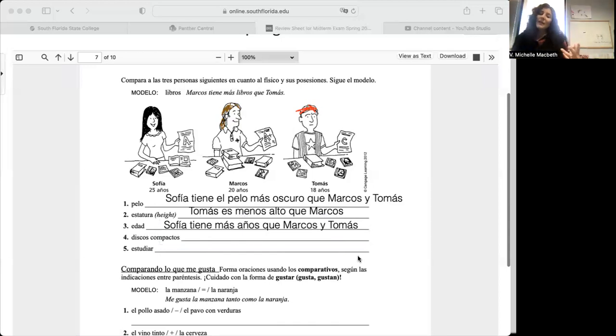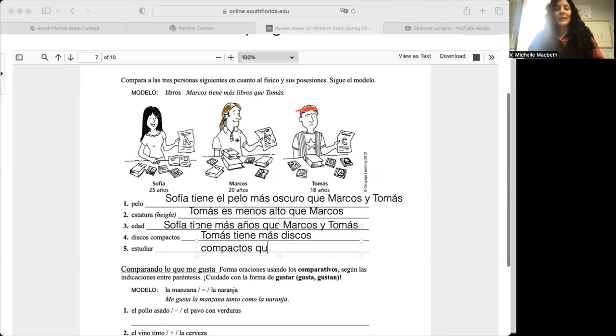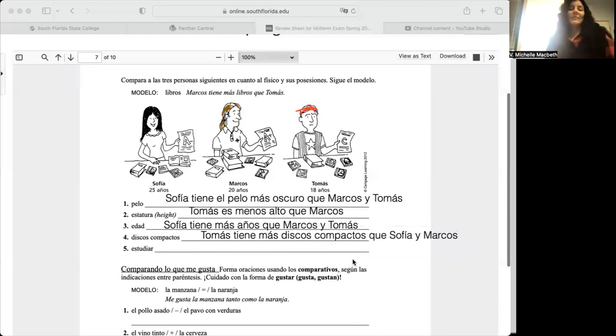So who has the most compact discs? It's definitely Tomás. So we can say that. So we can say, Tomás tiene más discos compactos que Sofía y Marcos. So he has the most discs, right? And estudiar, who studied the most?